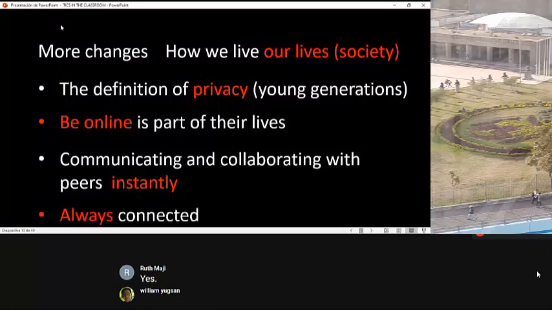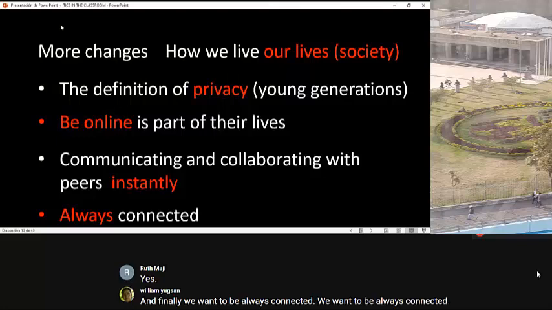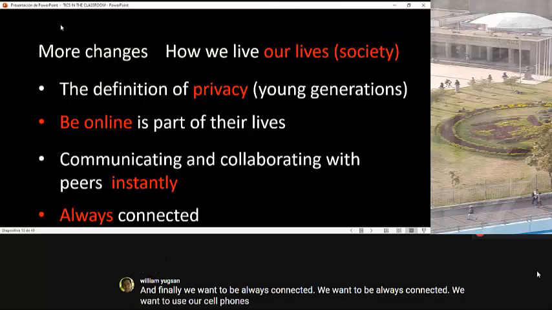And finally, we want to be always connected. We want to be always connected. We want to use our cell phones all the time.